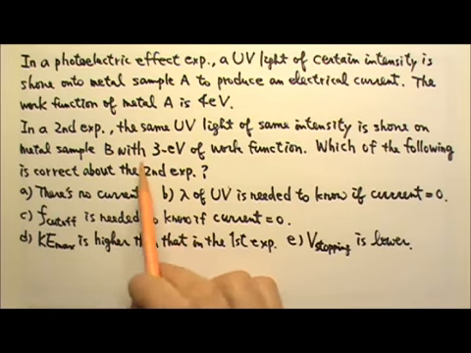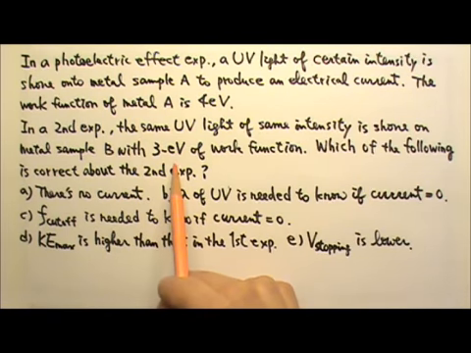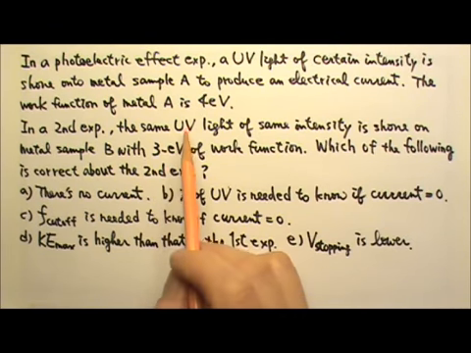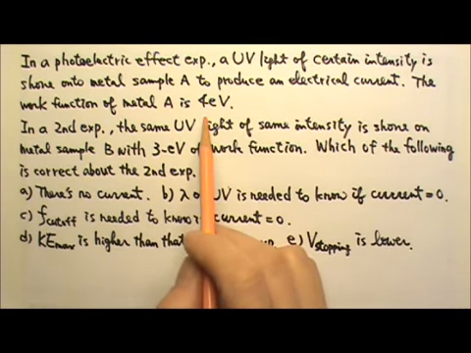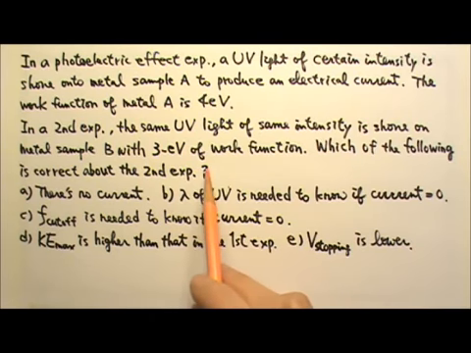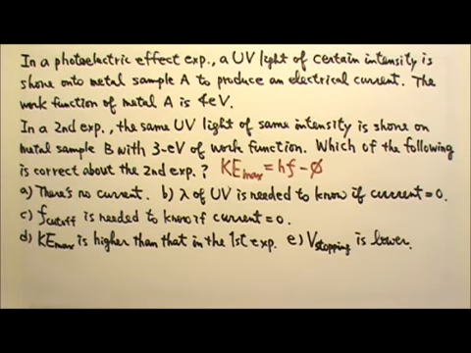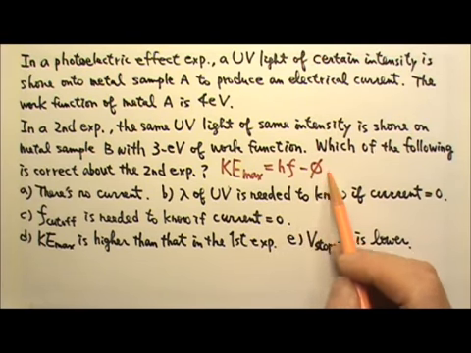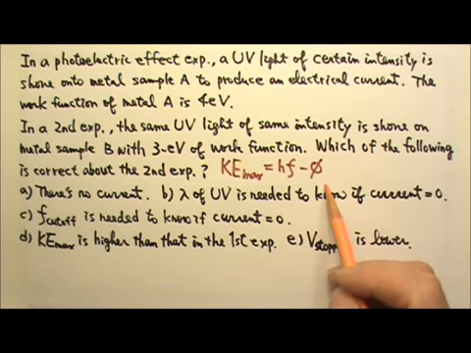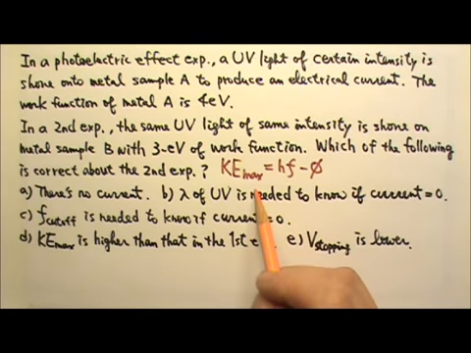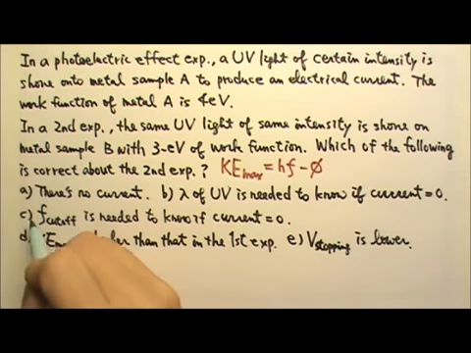Because sample B has a lower work function, it takes less energy to eject an electron. There is a current produced in the first experiment, so there must also be a current in the second experiment. Therefore, A, B, and C are all wrong. Because the maximum kinetic energy equals the hf of the incident UV minus the work function, the lower the work function, the higher the maximum kinetic energy. So the answer is D.